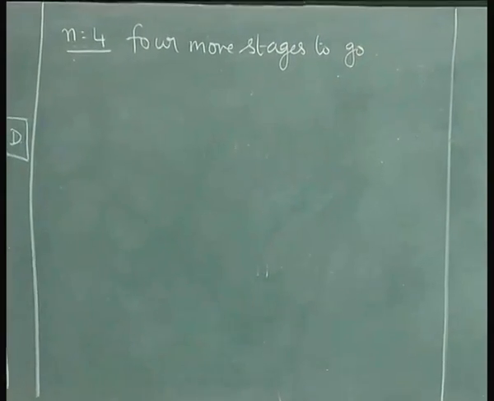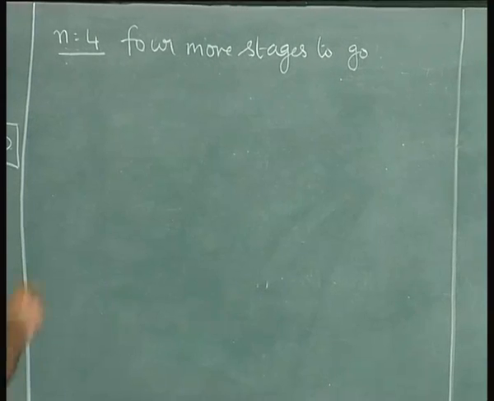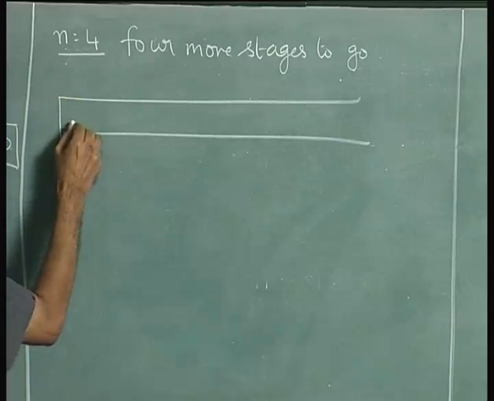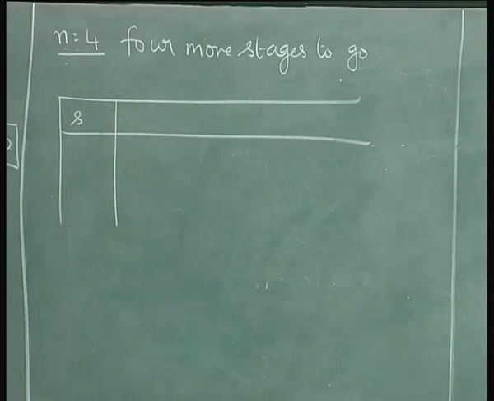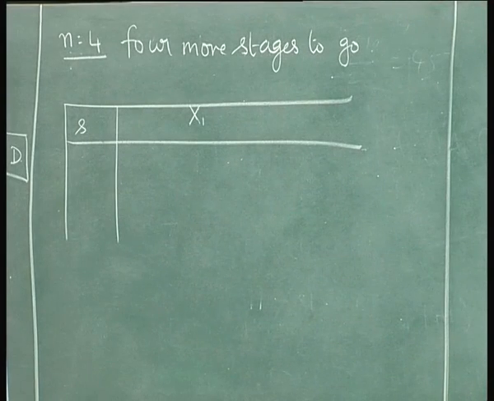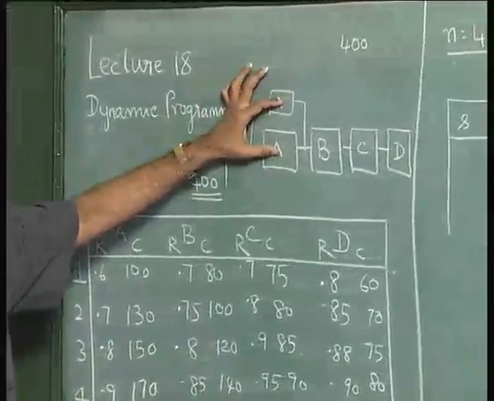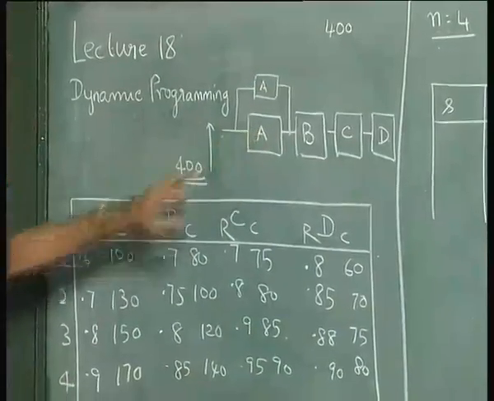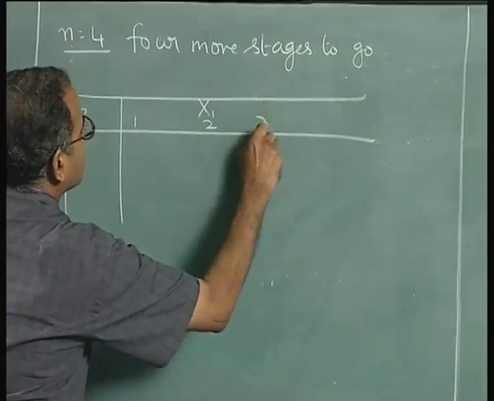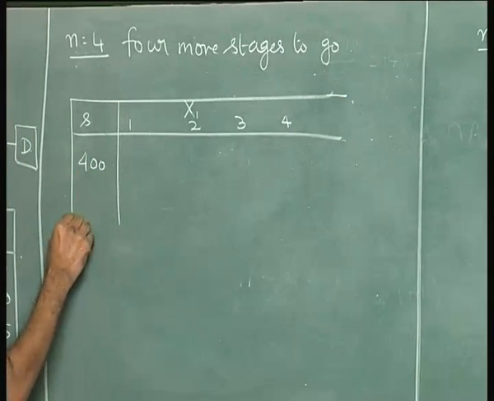So we are at the beginning here and we have 400 available with us. S is the state variable, which is the amount of money available. x1 in this case is the decision variable, where we like to choose the number of parallel units of A that we are going to have. So x1 can take any one of these 4 values: 1, 2, 3 and 4, and we have 400 that is available with us.